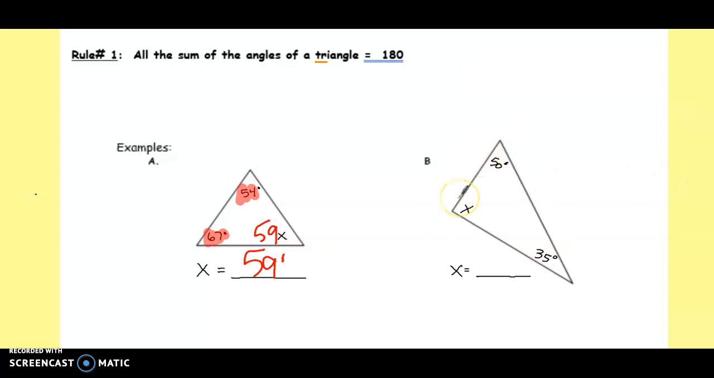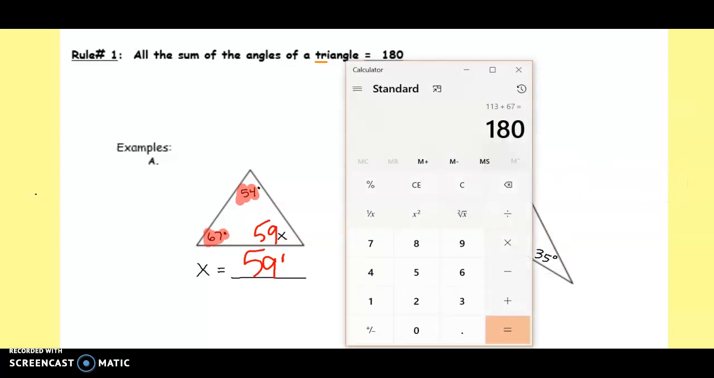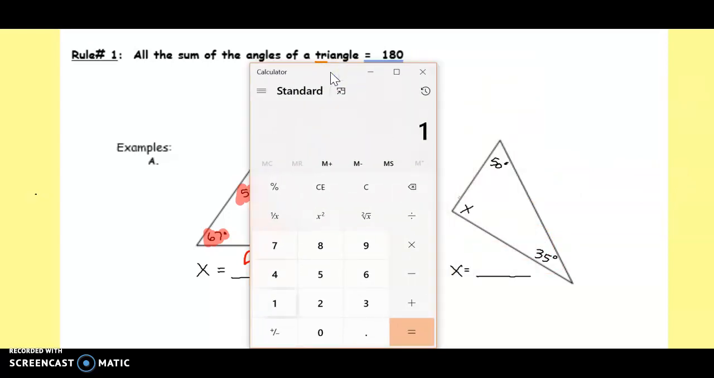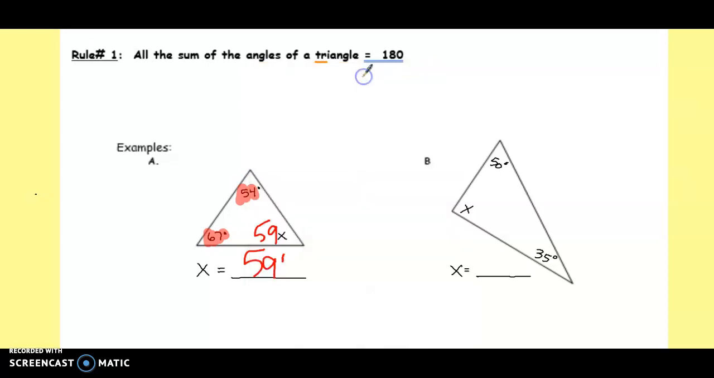All right, taking a look at example B, same idea. I know 2 out of the 3 measurements, so I would start with 180 and subtract what I do know to figure out what is this missing angle in the bottom corner there. So 180, we're going to subtract 50, subtract another 35, and we find that that measurement there is 95. Same idea, I could add all 3 of these measurements up, and I would find that it's equaling 180.